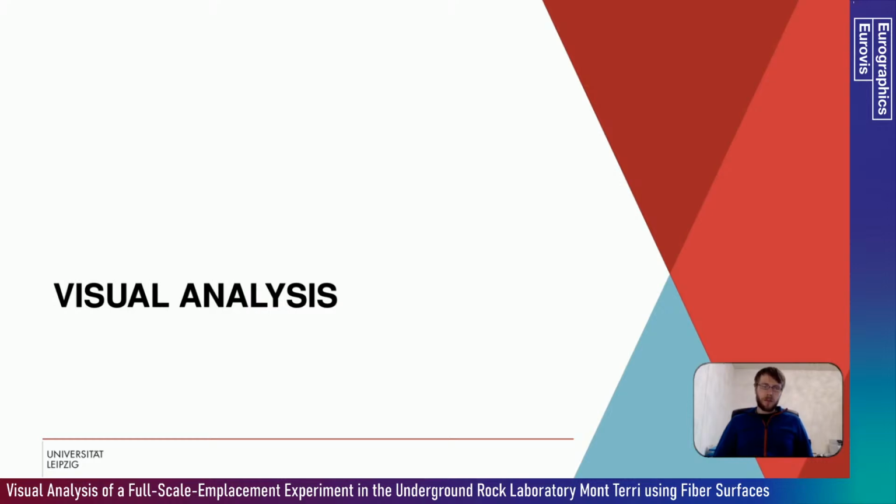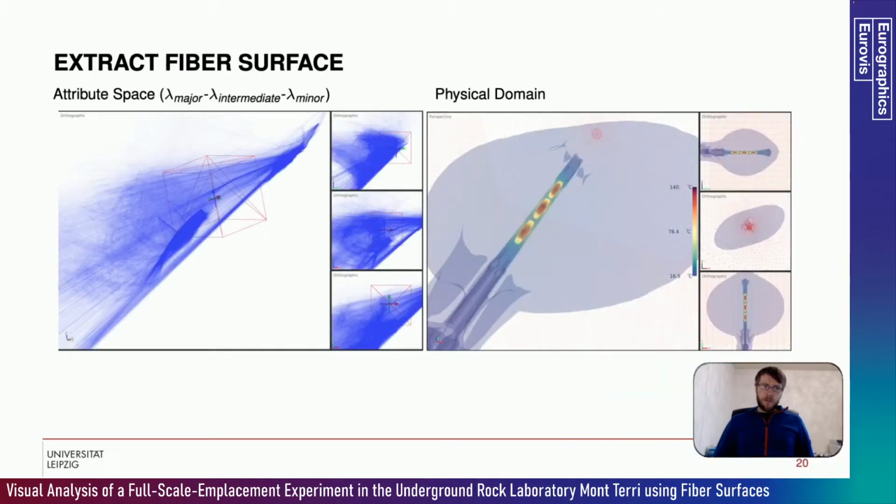For this purpose, some possibilities are shown which result from the improved fiber surface. First, we show the extract fiber surface. This is a standard way to use fiber surfaces for analysis. Here, a region of interest or interactor is marked in the left attribute space, consisting of the three eigenvalues, and displayed in the physical domain.